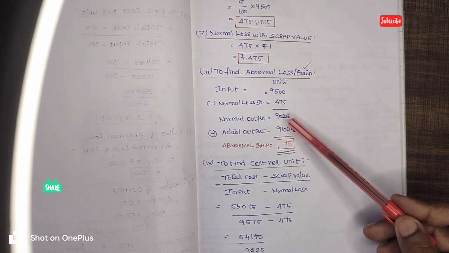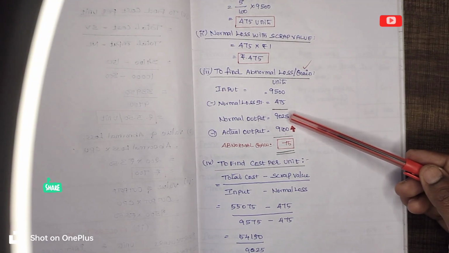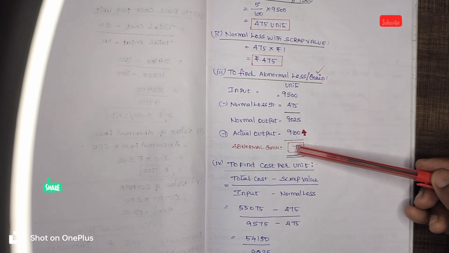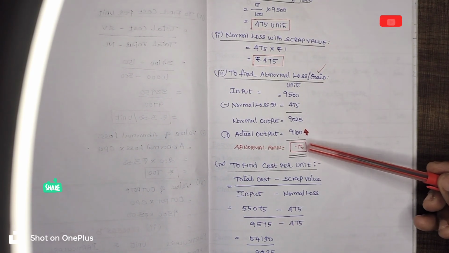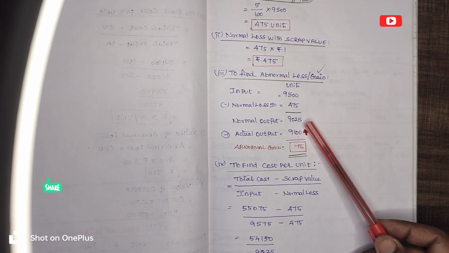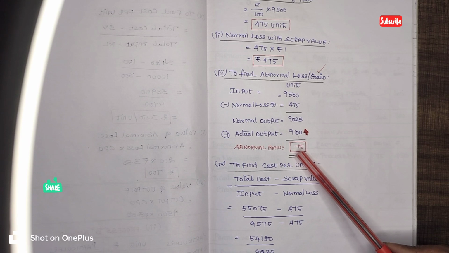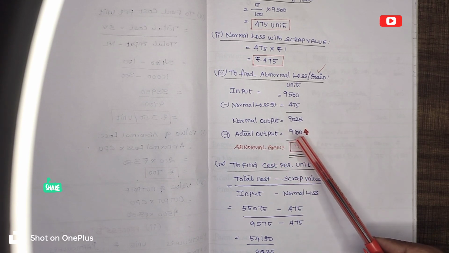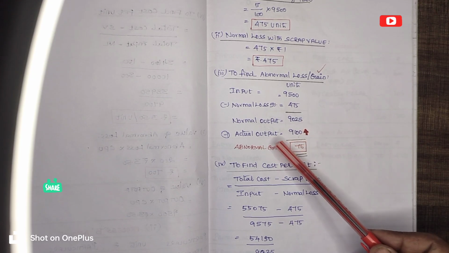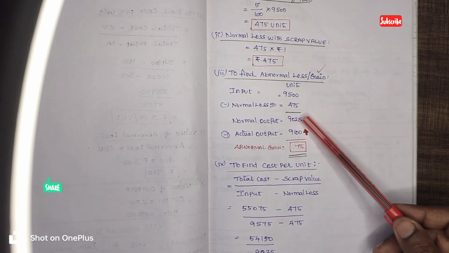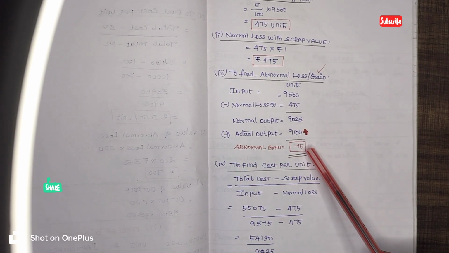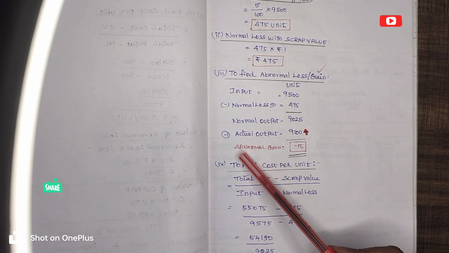Now we need to subtract it. What is the difference between 9,100 and 9,025? The difference is 75. How can you find out whether it is abnormal gain or abnormal loss? Listen here: if the actual output is greater than the normal output, then it is called abnormal gain. As per the format, here the actual output is 75 units greater than the normal output, so it is called abnormal gain. Against these 75 units, you are going to write abnormal gain.